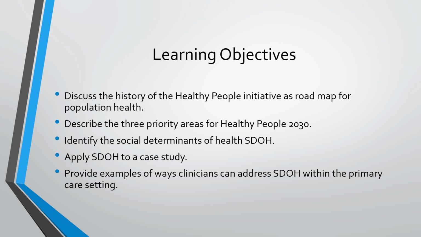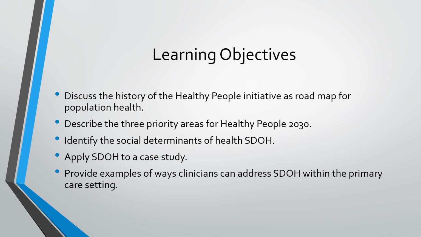You can see our learning objectives for this lecture. We're going to be introduced to Healthy People. Healthy People is a public health framework that has evolved over time, so we're going to look at how that's evolved, and at the most current iteration, which is Healthy People 2030.